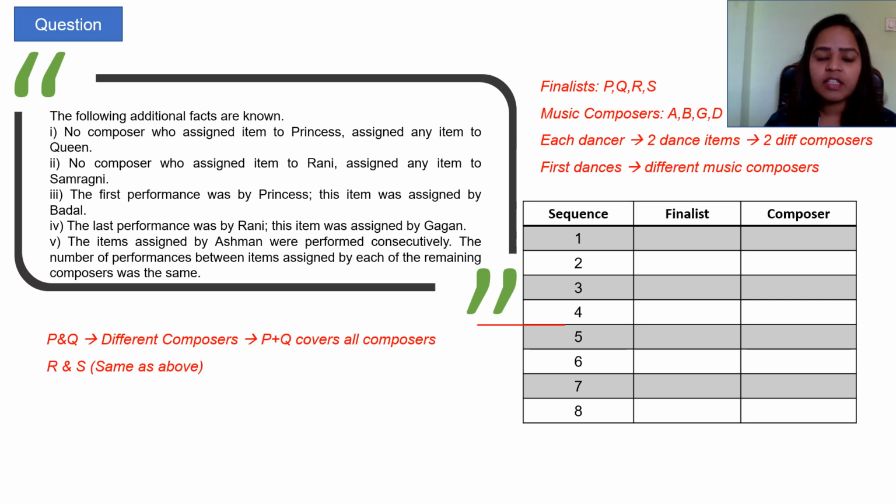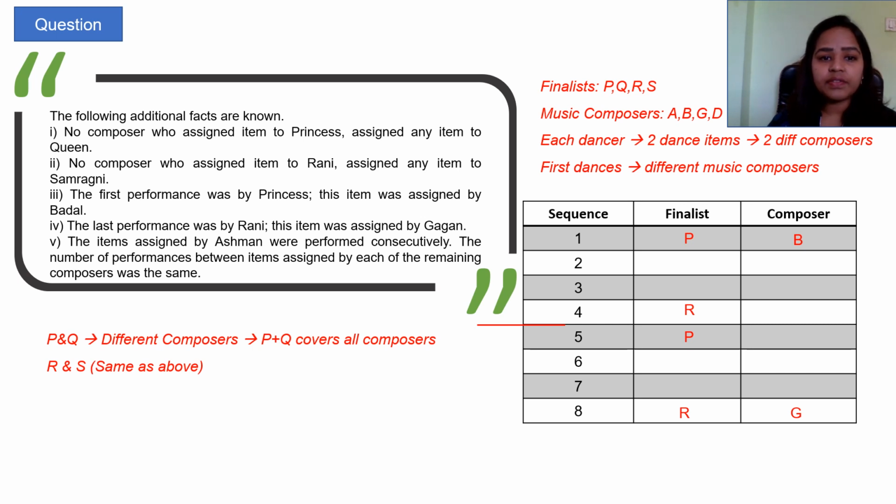Let's go to third point. The first performance was by Princess. This item was assigned by Badal. Okay, we filled that. The last performance was by Rani and this item was assigned by Gagan. We also know that the sequence of the first dances is the same as that of the second dances, right? So if P is the first person to perform, P will also be the 5th person to perform. Similarly, if R is the last person to perform, it will also be the 4th person to perform.